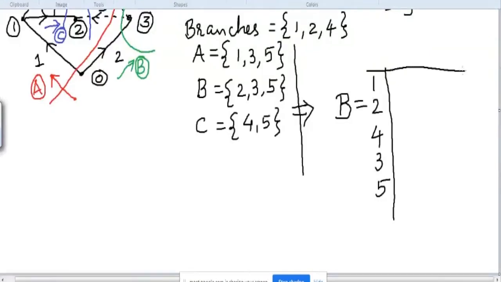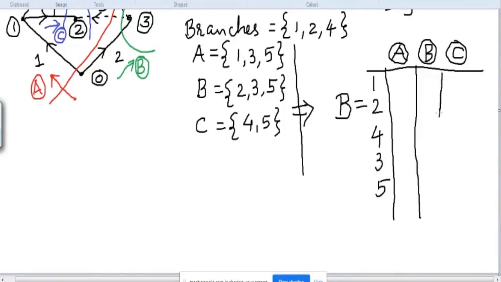Then we have to write the basic cut sets here. So for the basic cut sets, we will start with A, then B, and then C. So these are the 3 basic cut sets that we have cut. One by one we will fill the entries, and we are going to complete our basic cut set incidence matrix. So you know what the procedure is.